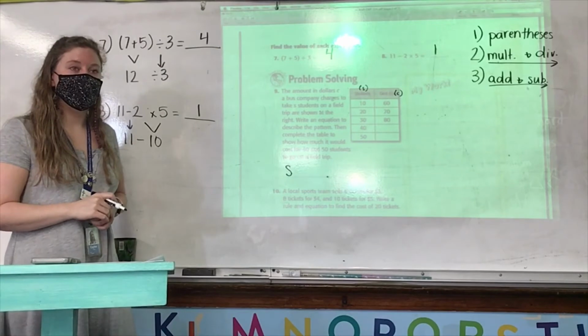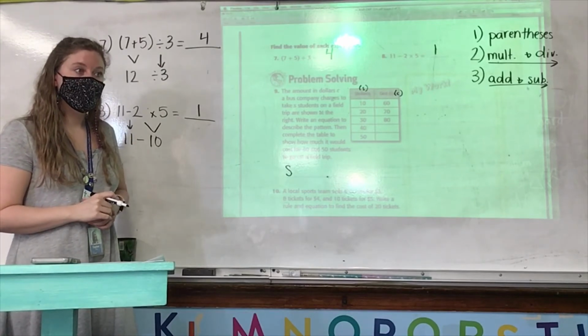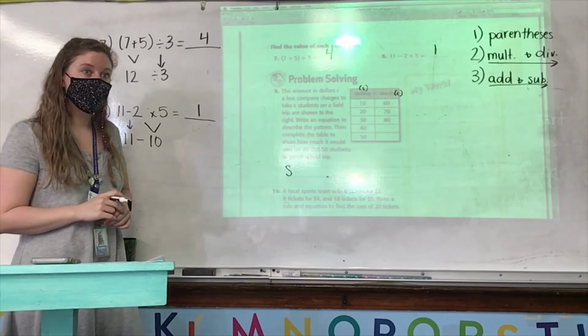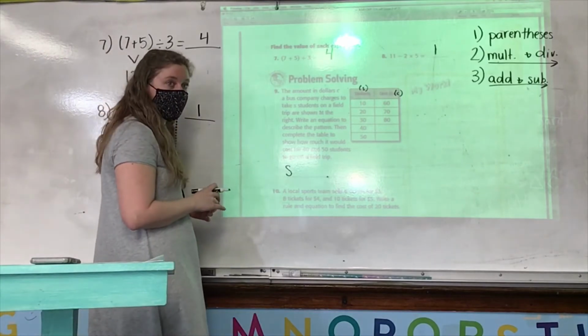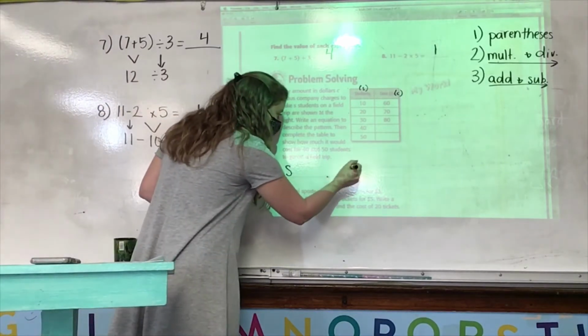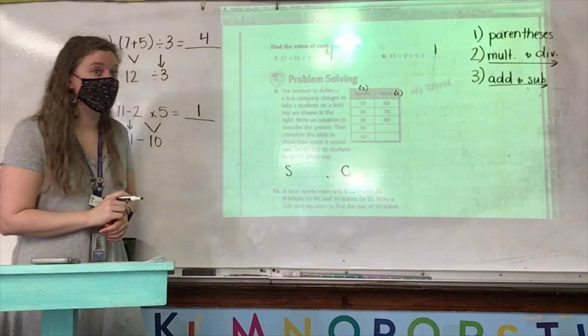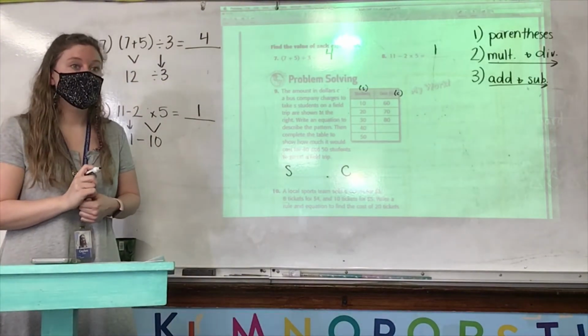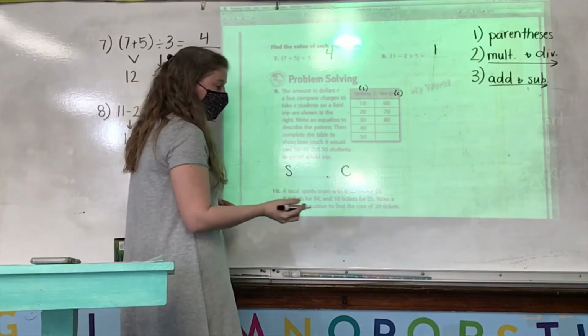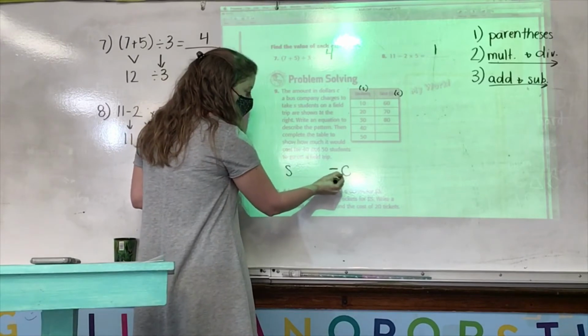And then what's the output variable? The output variable is C. Where does it go? It will go at the end of the equation, and you will put the equal sign in front of that C.